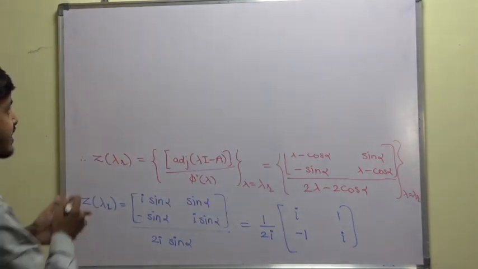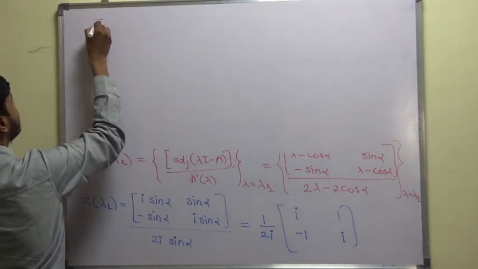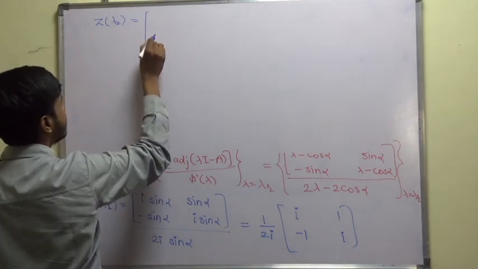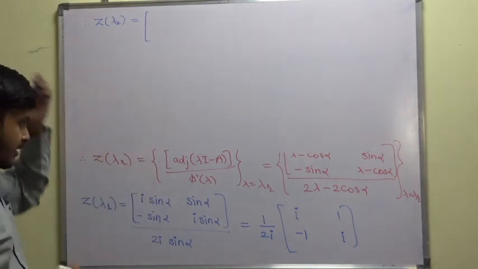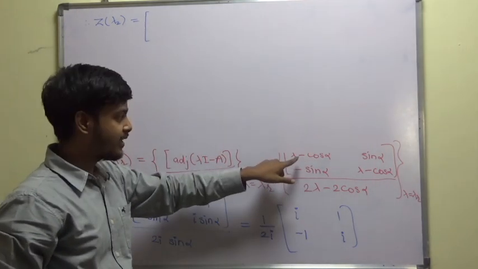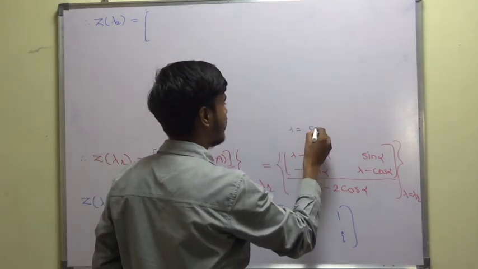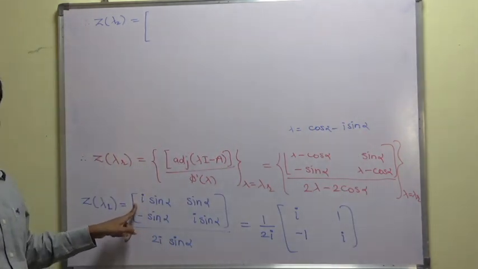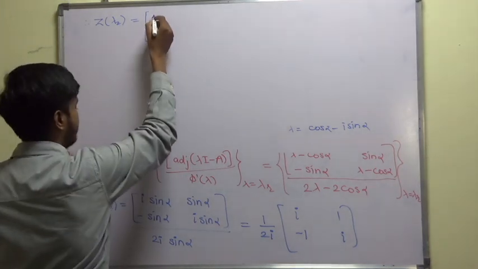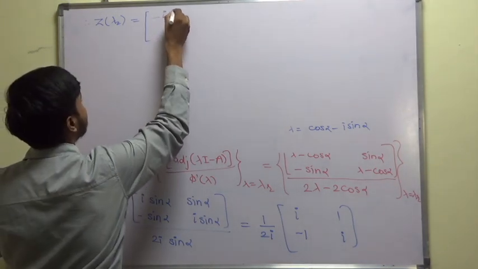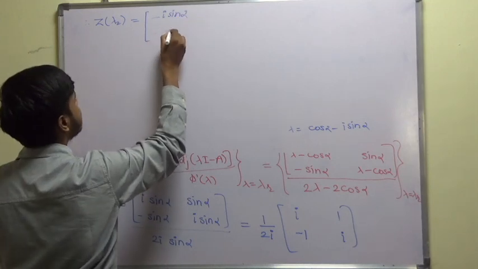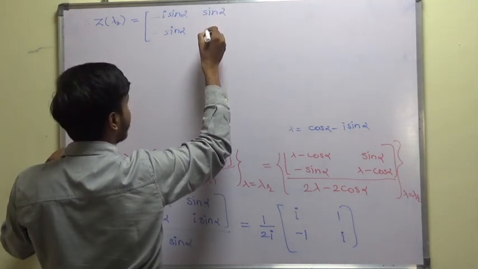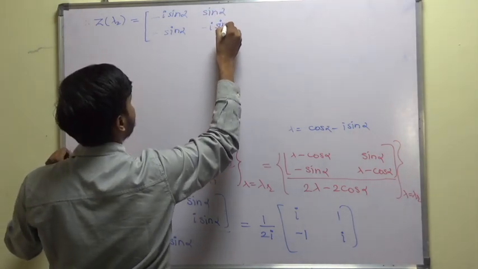Okay, so what is Z of lambda 2? Therefore, Z of lambda 2 is equal to, I can write it as, what is it? Lambda minus cos alpha. So what is lambda? Now my lambda is equal to cos alpha minus I sin alpha. So same thing with the negative sign. Okay, so that is what we have. Minus I sin alpha, minus sin alpha, and minus I sin alpha.